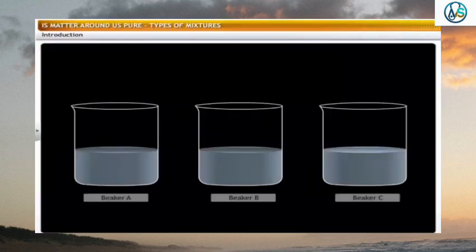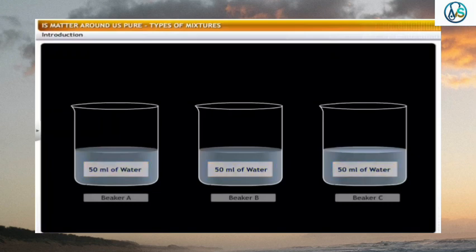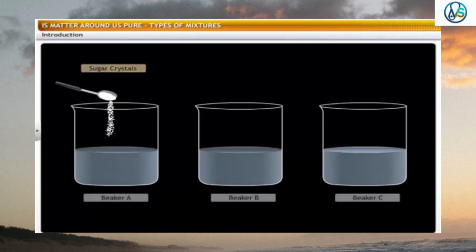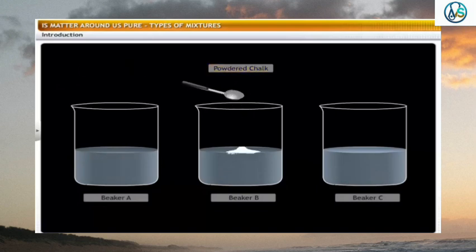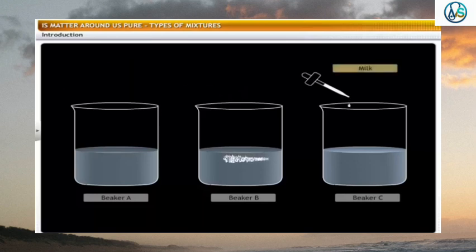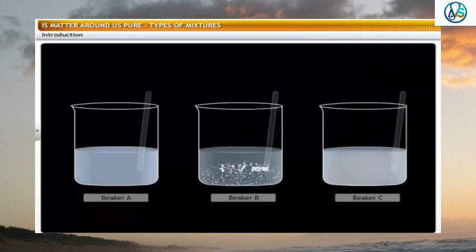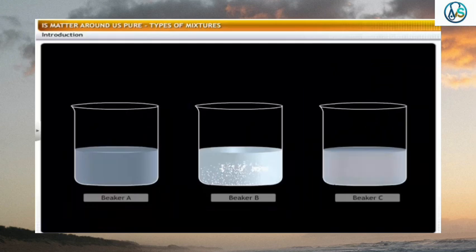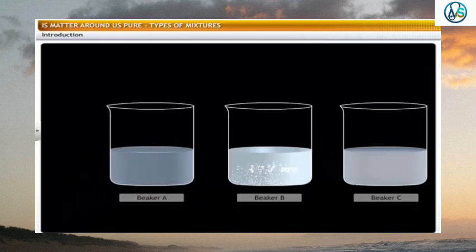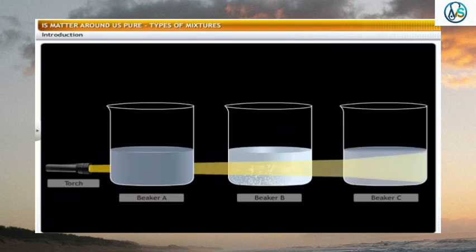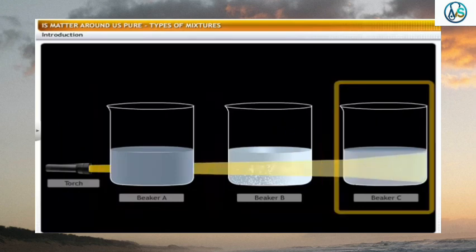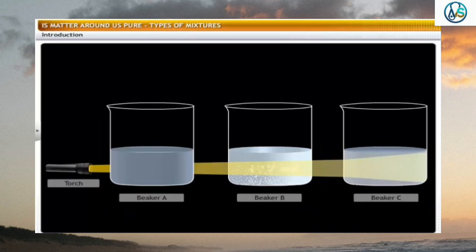Take 3 beakers with 50 milliliters of water in each. Add a spatula of sugar crystals to beaker A, a spatula of powdered chalk to beaker B, and a few drops of milk to beaker C. Stir well with a glass rod. Particles can be seen in beaker B, but not in A or C. Direct a beam of light from a torch through the beakers A, B, and C, and observe each beaker from the front.